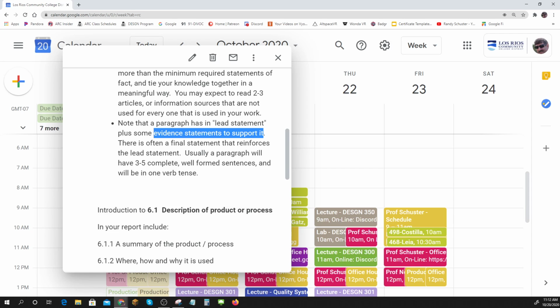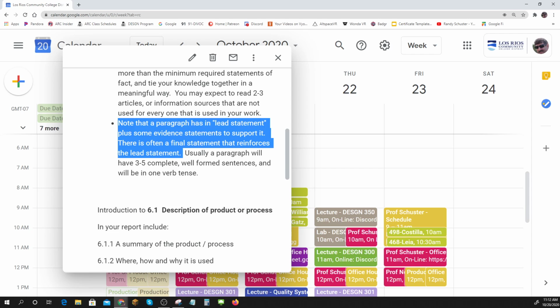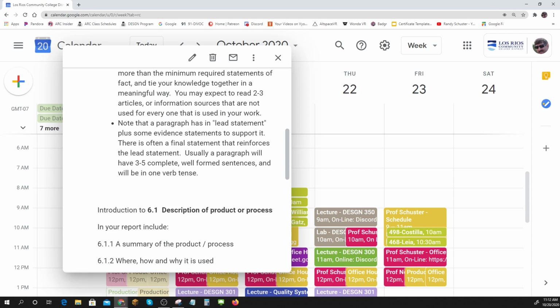Okay. And then some things are sort of obvious. If it's the number one, yeah, we need to know about it. Okay. And usually a paragraph will have 3 to 5 complete, well-formed sentences and will be in one verb tense. So although you could use a bullet point structure on this report, each bullet point is going to be supported by a real paragraph.